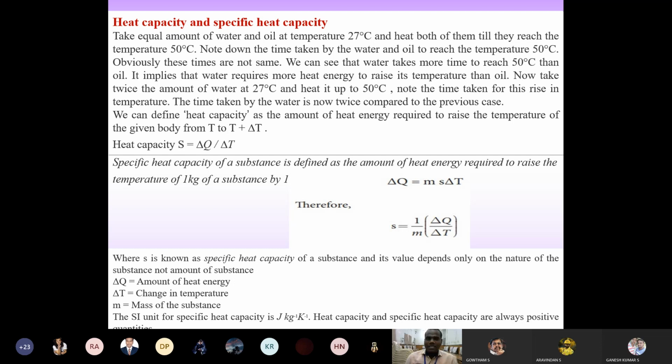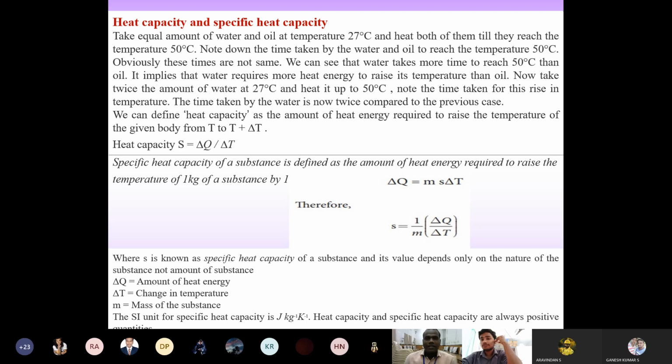So for heat capacity, take equal amounts of water and oil at a temperature of 27 degrees Celsius. Right. We have water as well as oil at the same temperature and heat both of them till they reach 50 degrees Celsius. Just imagine this scenario. We want to go from 27 degrees Celsius to 50 degrees Celsius. Will they take the same time?